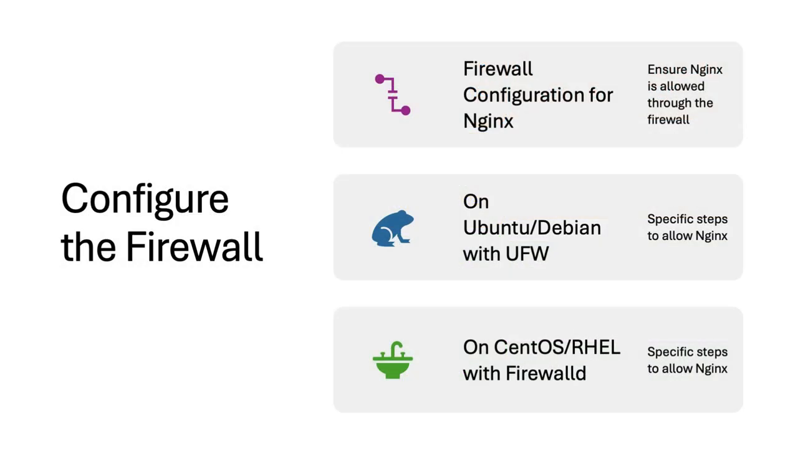To ensure Nginx is allowed through your firewall, follow these steps. On Ubuntu and Debian with UFW, on CentOS and RHEL with FirewallD, specific configurations are required.